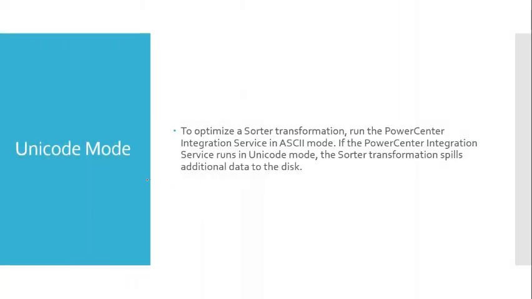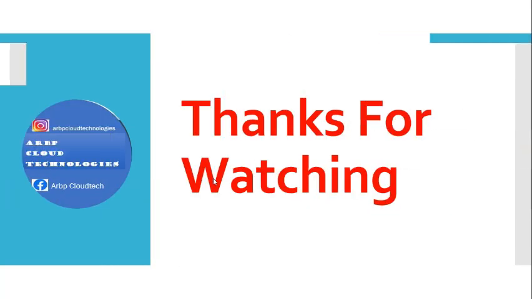Okay, what is Unicode? Unicode is very important, right? If you are implementing for multilingual, multiple countries, to optimize a sorter transformation, run the PowerCenter IS service in ASCII mode. If the PowerCenter IS service runs in Unicode mode, the sorter transformation spills additional data to the disk. That's the main important point, right? You need to remember this. So this is all about optimizing the transformations, like the sorter, normalizer, and sequence generator.